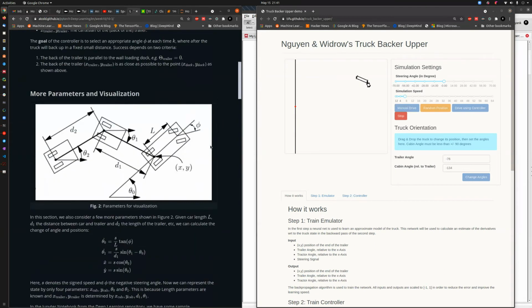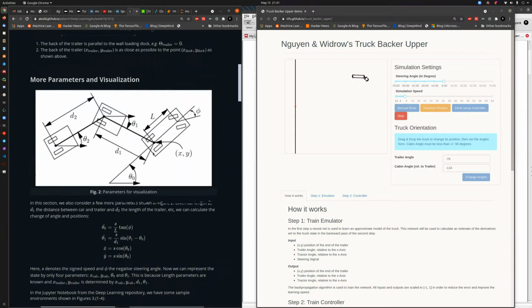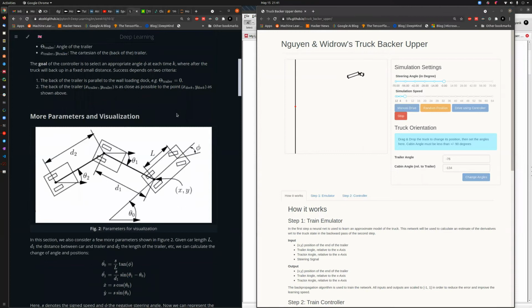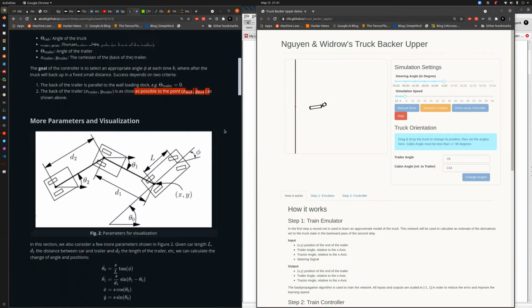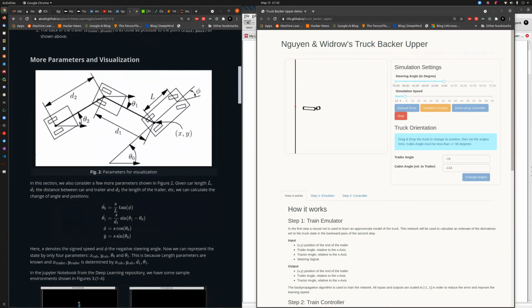So these are the visualizations. The goal is that the theta of the trailer should be 0. That's the goal. The back of the trailer should be as close as possible to the x dock, y dock point, so to this red point. It's as simple as that. These are the geometric representations for the visualizations that they have shown here.